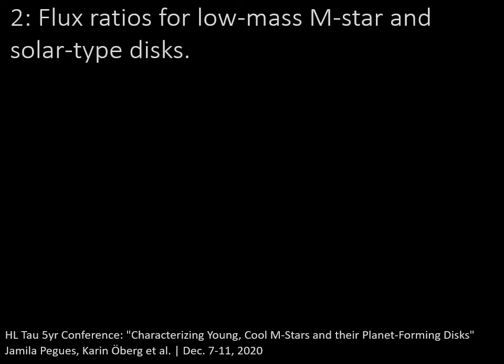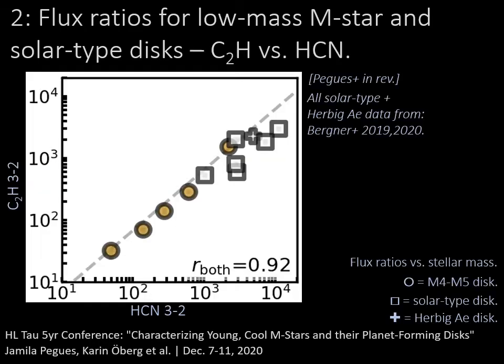Now the second thing we'll investigate in this talk are flux ratios, and we'll focus on one flux ratio in particular, which is C2H versus HCN. So this plot shows HCN fluxes along the x-axis, all scaled to 140 parsecs, versus C2H fluxes along the y-axis, similarly scaled. The dark gold circles are again the M4 and M5 disks from this work, while the white squares and white pluses are the mainly solar-type disk sample from previous works.